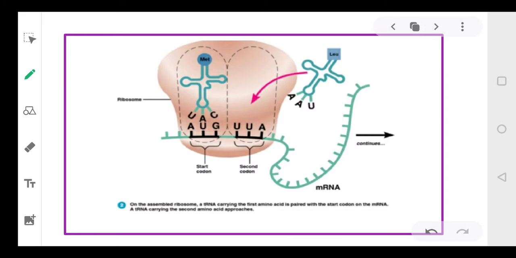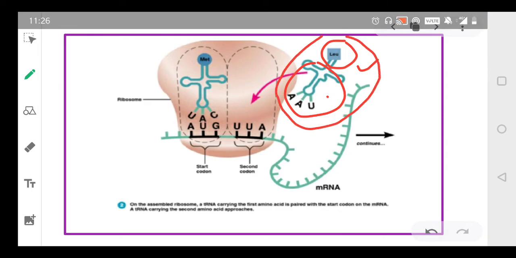So let's see how it happens. You can see this is your tRNA molecule. The tRNA molecule becomes attached with the amino acid. Here the amino acid is leucine. This is the first step, right? Is it clear to everyone? So first of all, this has occurred. The tRNA becomes associated with the amino acid, and now this tRNA becomes charged.